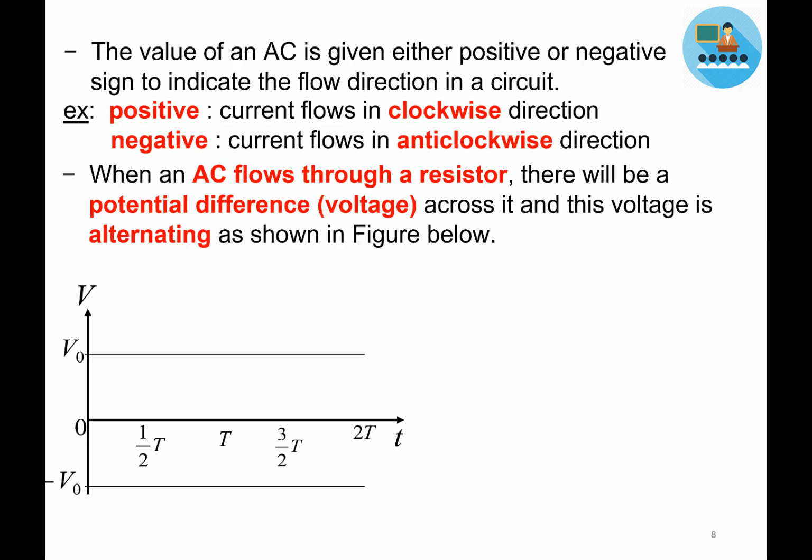The value of an AC is given either a positive or negative sign to indicate the flow direction in the circuit. Positive means that the current will flow in the clockwise direction, and negative means that the current will flow in the anti-clockwise direction. When an AC flows through a resistor, there will be a potential difference, which is voltage, across it, and this voltage is alternating as shown in the figure below.